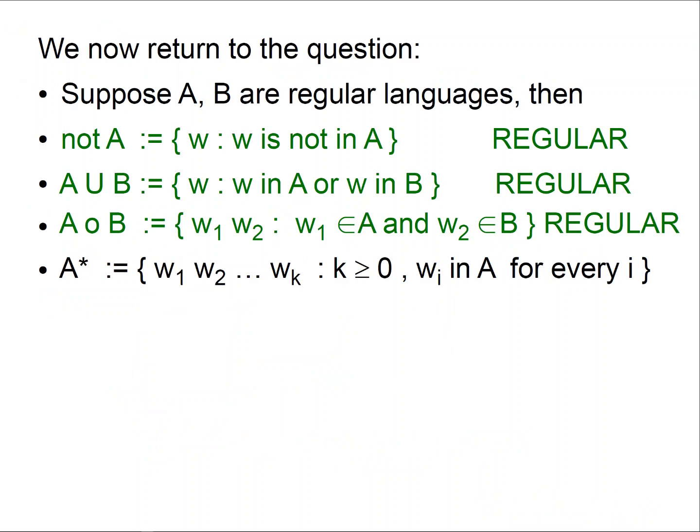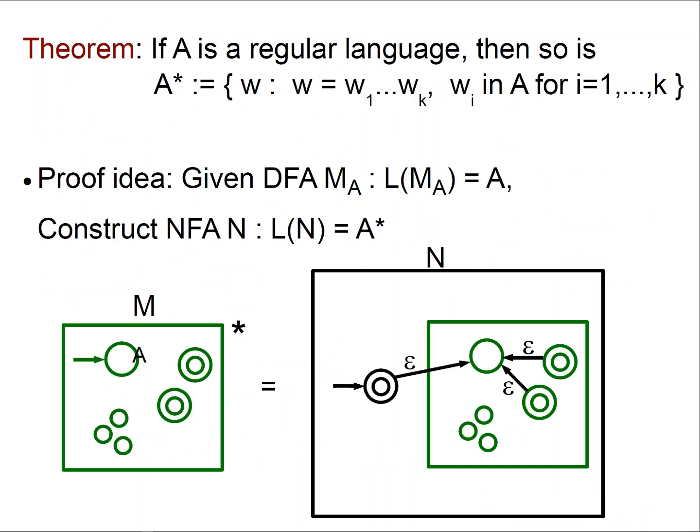What's left? Now A star, closure under the star operation. If A is regular, then so is A star, which, remember, is the set of strings w that can be written as any number of concatenations of strings in A. The proof idea: given a DFA MA whose language is A, I'm going to construct an NFA N whose language is A star as follows.